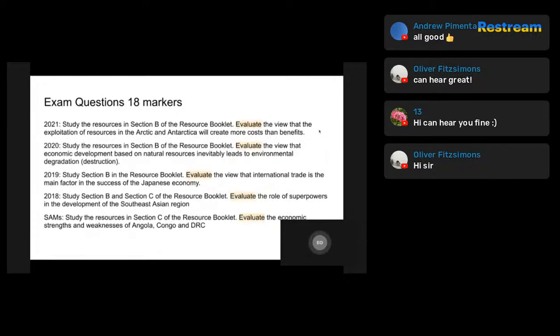So if we look at the 18 markers from the last 3 or 4 years prior to the pandemic, we can go back to the sample assessment materials. And what I'd like you to do is just read through these questions, okay? And then tell me what is the most common thing that comes up every single time. Let me know in the chat. What's this thing that keeps on coming up again and again and again? What are the common themes? Not in terms of topics, but the structure of the question.